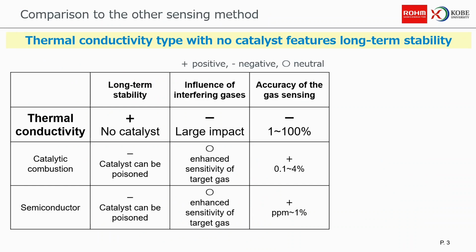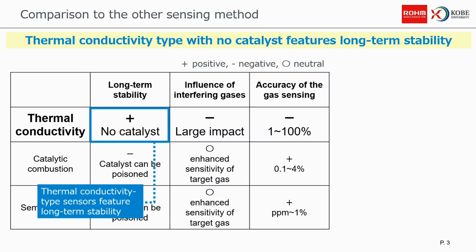This table compares three types of hydrogen sensors: thermal conductivity, catalytic combustion, and semiconductor. Catalytic combustion and semiconductor use catalyst. So when the catalyst is poisoned, sensitivity drifts. Conversely, thermal conductivity sensor doesn't use any catalyst, so thermal conductivity sensor features long-term stability.